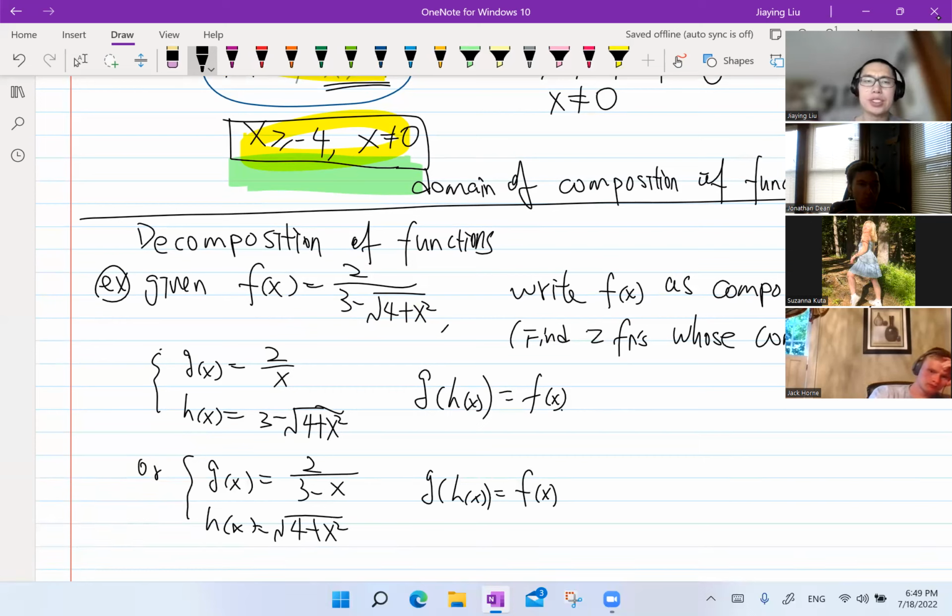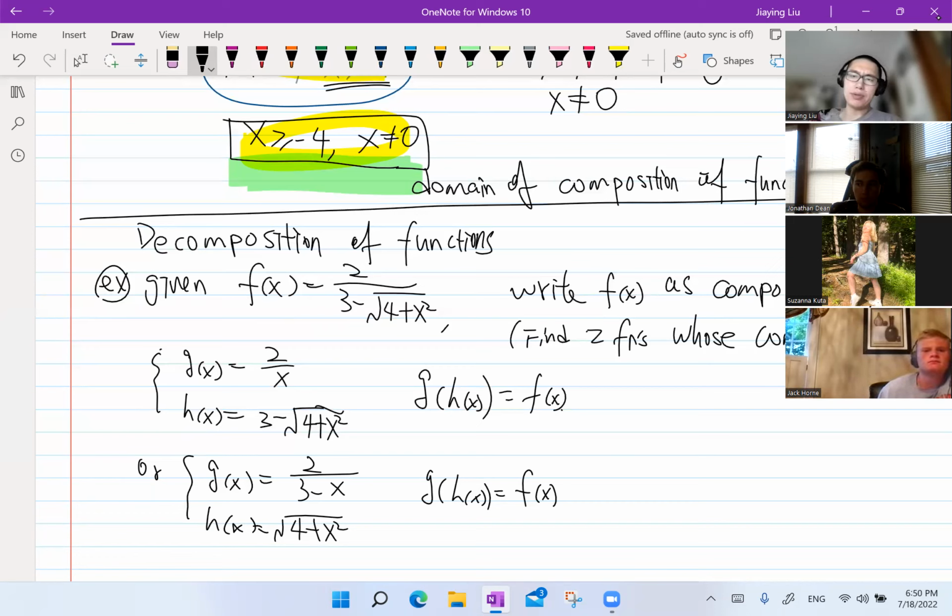There are also other ways to decompose. Maybe we could take the x squared and treat it as an inner function instead of square root of 4 plus x squared. Or we can treat 4 plus x squared as a function by itself, and whatever we get by extracting 4 plus x squared, the remaining could be another function. So for decomposition of functions, you have a lot of options. It's a lot easier in some sense. But always double check at the end.